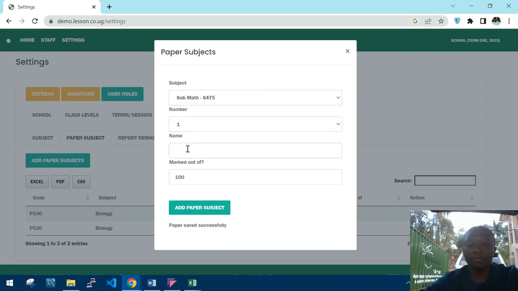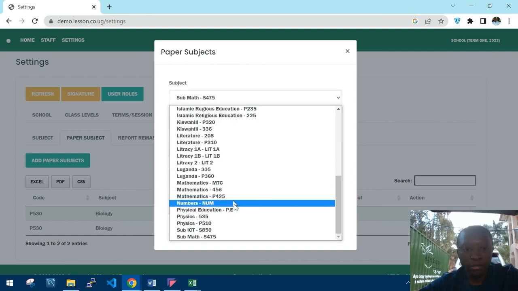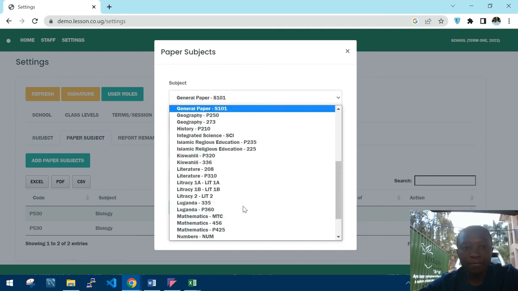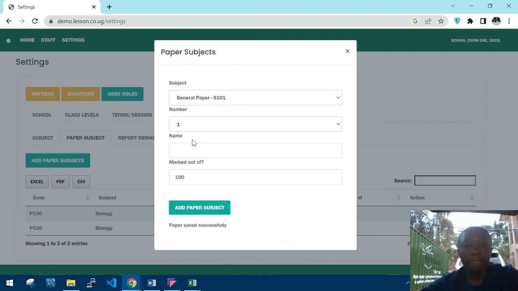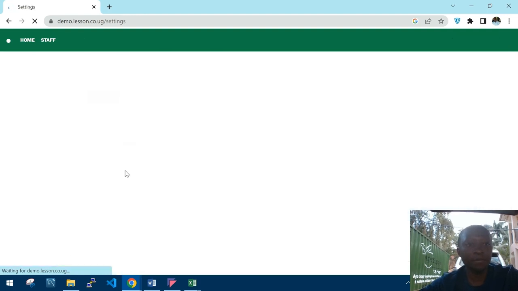Paper 1, and general paper. I think we can work with these ones, the papers.